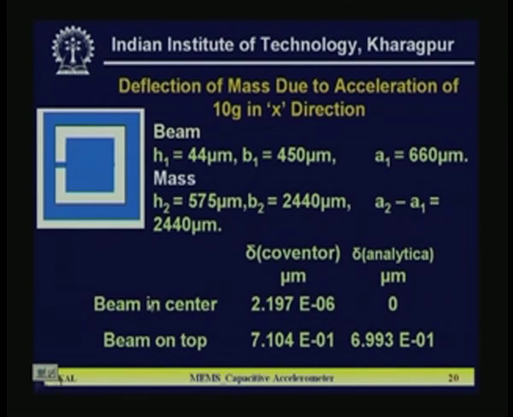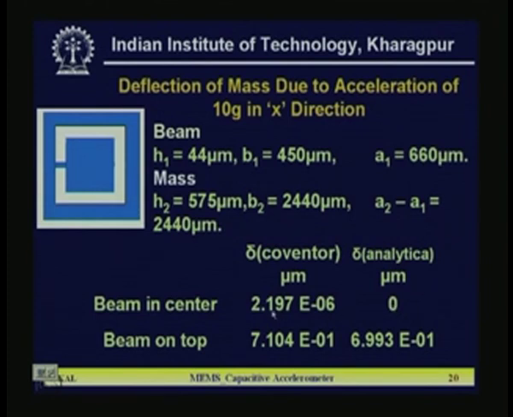the two cases, beam in the center and beam on the top. I mentioned earlier that the beam which is connected with the proof mass and the frame may be at the top or it may be in the center. So on the top you can see here 7.1, and this one is 6.9, although calculation-wise they are equal, but for beam in the center you can see this is 2.1 E minus 6, and here it is 0.